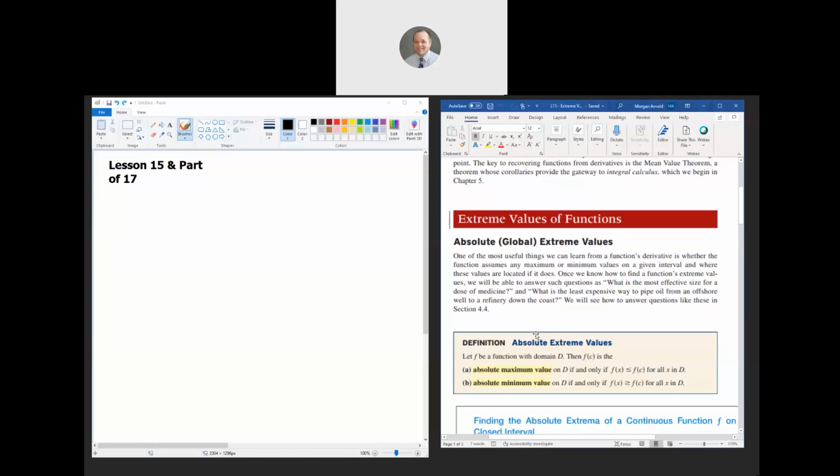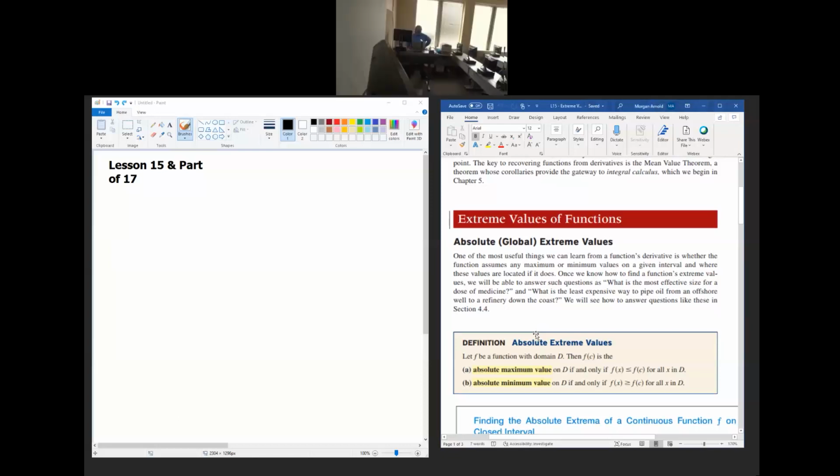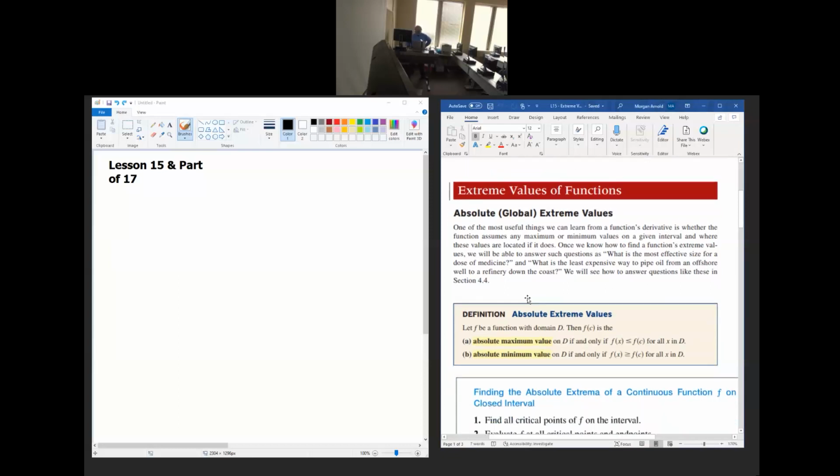First thing we need to know is extreme values of functions, otherwise known as absolute or global extreme values. One of the most useful things we can learn from a function's derivative is whether the function assumes any maximum or minimum values on a given interval, and where these values are located if it does.